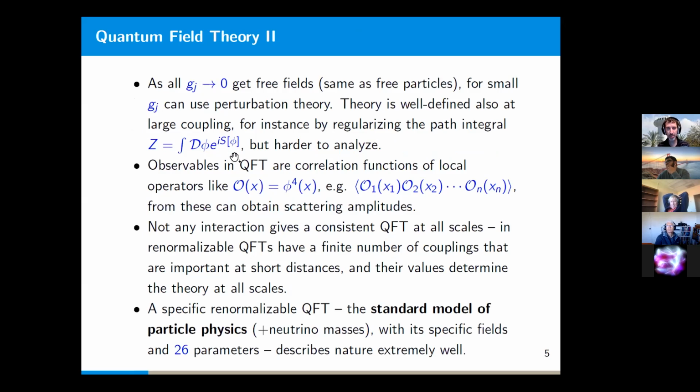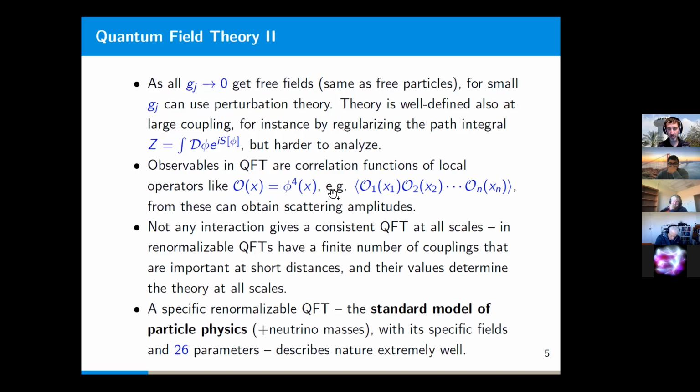But an important issue is that quantum field theory is well defined also when the coupling constants become large. For instance, we can use the path integral formalism to define the theory through the path integral, regularizing it somehow by lattice or some other regularization. And those regularizations do make sense for all values of the coupling. However, of course, the theory is harder to analyze at strong coupling.